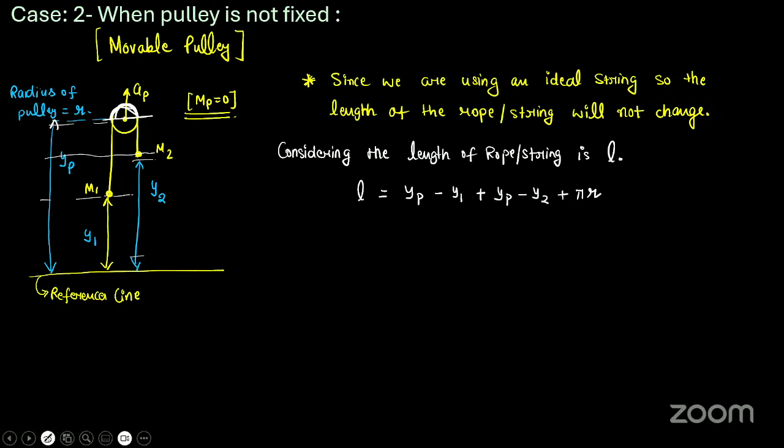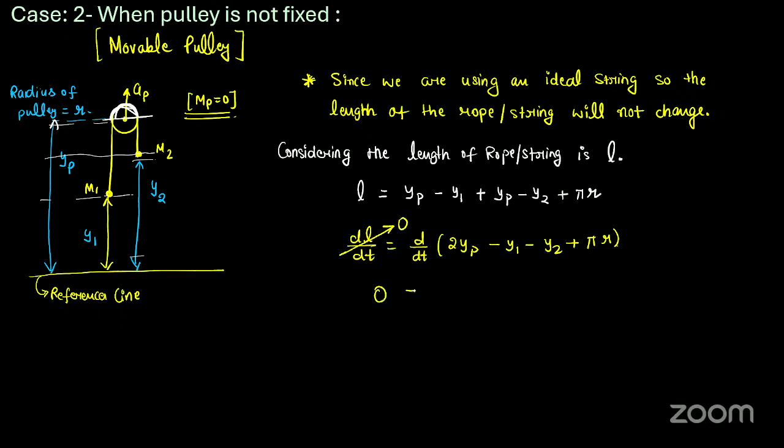Concept here is that the string will not change its length, because it is an ideal string, so that will be inextensible. So if I say dL by dt, which means change in length with respect to time, it's not possible. So I have to differentiate all of this. d by dt of 2yp minus y1 minus y2 plus pi r. Now dL by dt is 0, because the string will not change its length, so it will come out as 0.